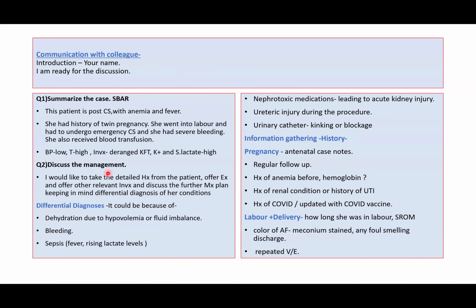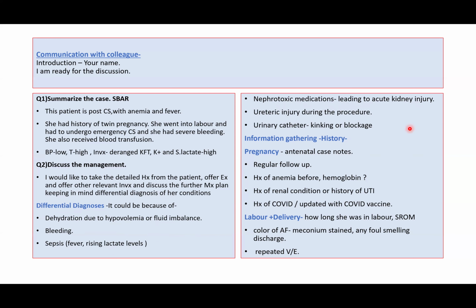So for the management, I have to take a detailed history from the patient, offer examination, offer investigations, and then discuss the management plan, keeping in mind the differential diagnosis of the condition. So what could be the differential diagnosis? Her condition could be because of dehydration due to hypovolemia or fluid imbalance, bleeding, sepsis because temperature is high and lactate level is also high, nephrotoxic medications leading to acute kidney injury.